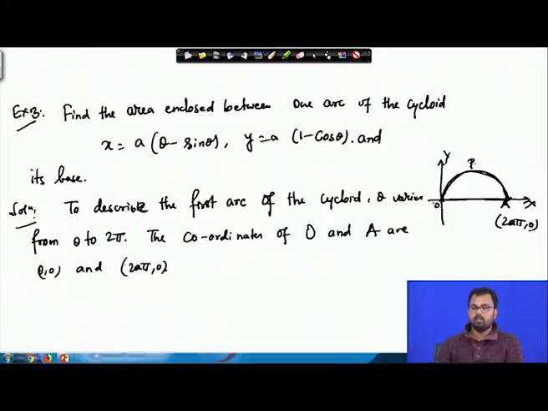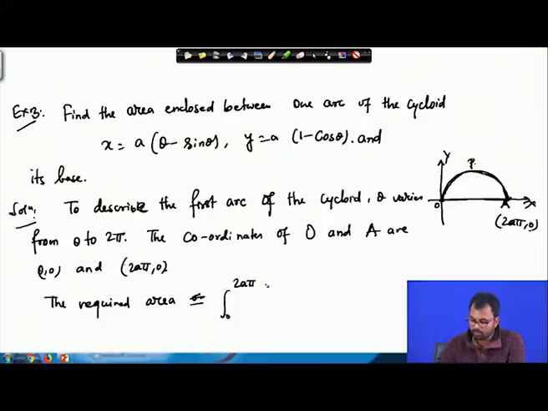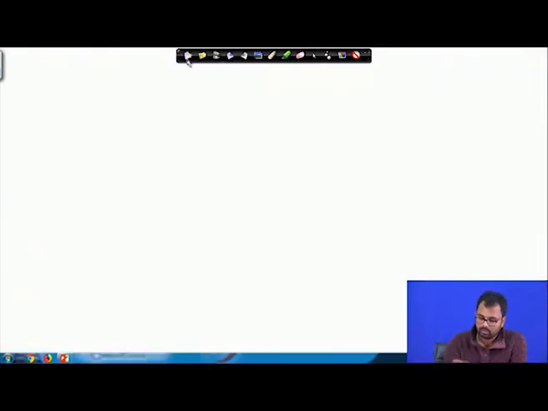So, these are basically the 2 points between which we evaluate the area of this cycloid. So, let us do that. The required area is basically the integral from 0 to 2 a pi of y dx. So, we have y equals a times 1 minus cos theta, right, and then we have dx.